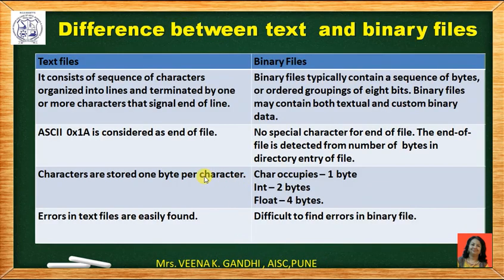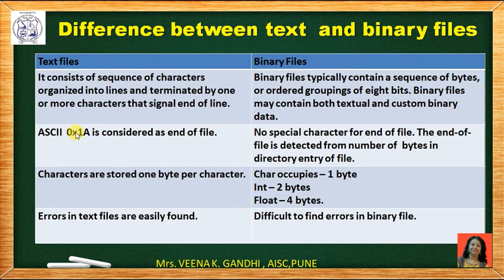Let us see the difference between text file and binary file. A text file consists of a sequence of characters organized into lines and terminated by the \n character, which indicates the end of line. A binary file typically contains a sequence of bytes, or ordered groupings of 8 bits. A binary file may contain textual as well as custom binary data.